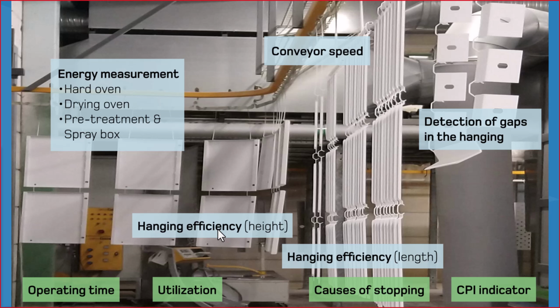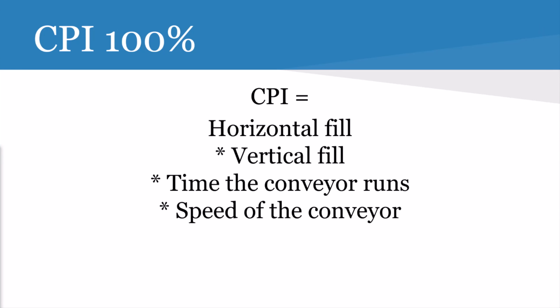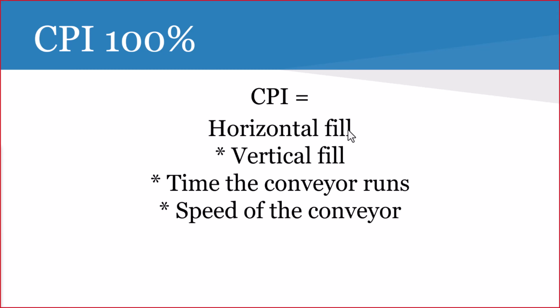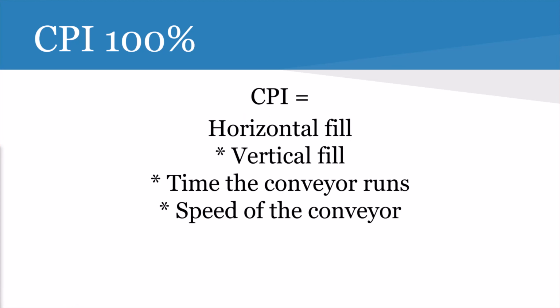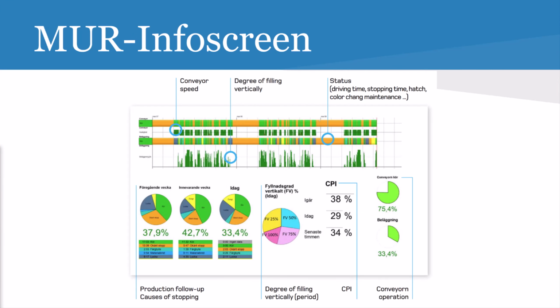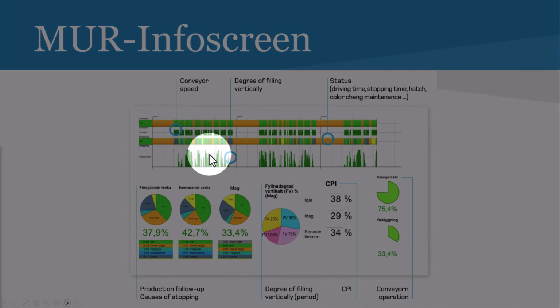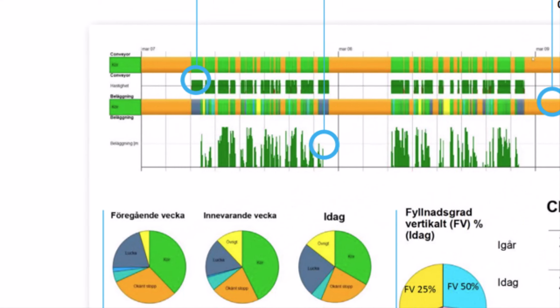To do this, they are using the MUR system. When we connect, we're looking at how closely items are hanging together horizontally, vertically also, and we're looking at the time the conveyor is running and the speed it's running at. The customer has an info screen, where they're looking at the speed of the machine, and at this graph here. Let's see if we can zoom in.